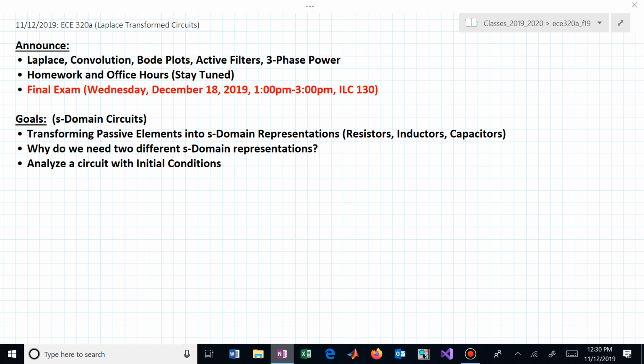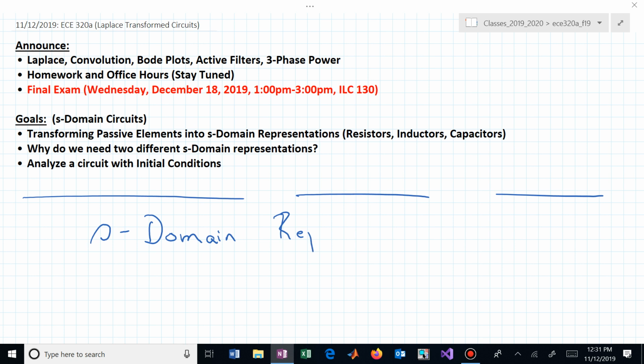Today we're going to go through S-domain circuit analysis. We'll look at how we transform these passive elements, or put them into the S-domain, including initial conditions, and then we'll talk a little bit about why we need two different kinds of representations if we do incorporate initial conditions, and we'll start analyzing some circuits. So let's go ahead and get started.